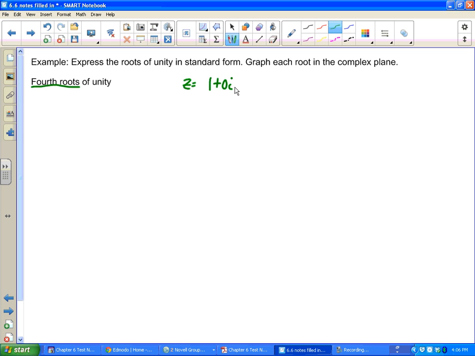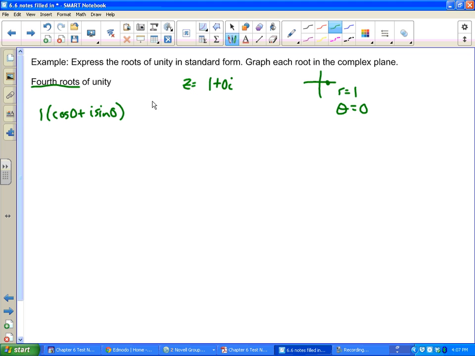We actually need the trig form of that, right? So 1 plus 0i means we went right 1 here, and so that means our r is 1 and our theta is 0. Well, that sounds simple enough. So in trig form, that would be 1 cosine 0 plus i sine 0.